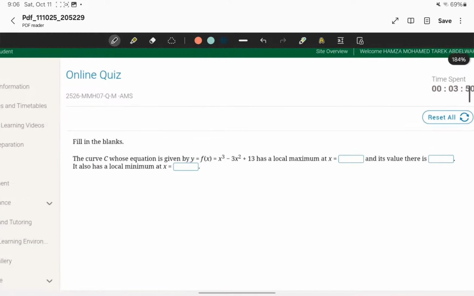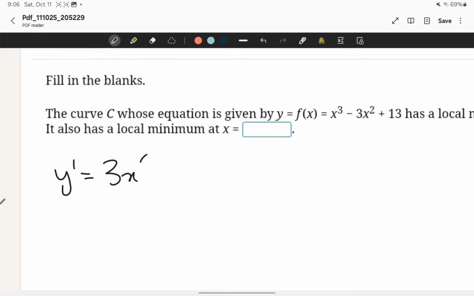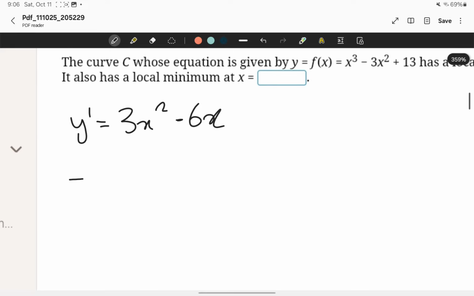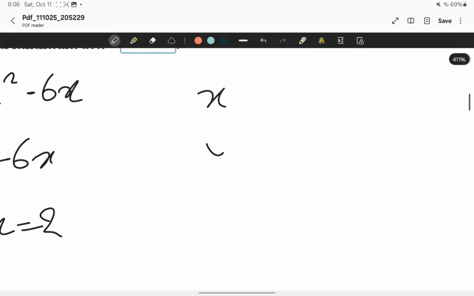For this question, we've had it before. You need to make the table, so the first thing we're going to do is derive. So y prime is 3x squared minus 6x, and now you equate this to 0, and you put it on your calculator. You get x is 0 and x is 2. Okay, so we can now make the table.